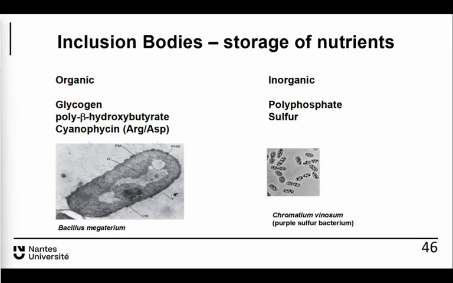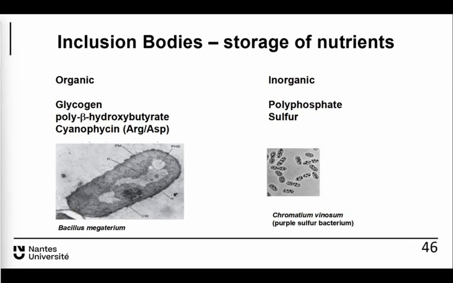So these can be organic nutrients: glycogen and poly-beta-hydroxybutyrate are stores of organic carbon, whereas cyanophycin is a polymer of arginine and aspartic acid. So it's a store of nitrogen and carbon. Okay, so these are amino acids. They've got carbon and nitrogen in them.